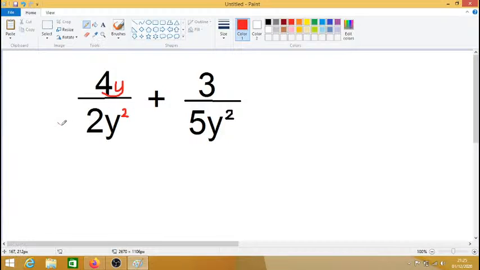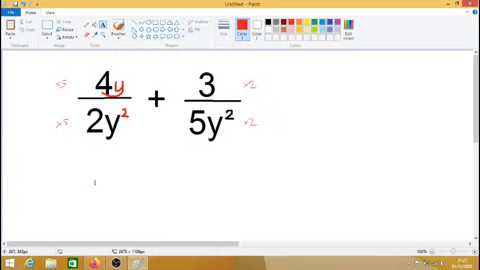10 is a multiple of 2 and 5. So if I can multiply this fraction by 5 and this fraction by 2, that should make the denominators match by making them both 10y squared. So let's see how that goes.